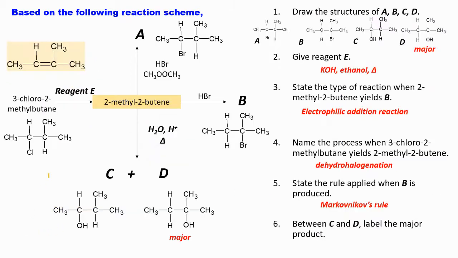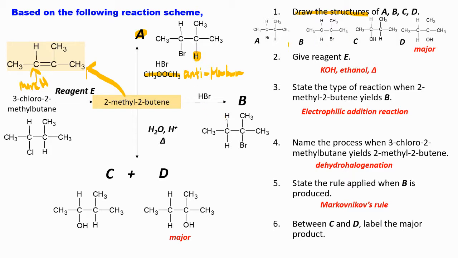Okay, another example. Based on the following reaction scheme, draw the structures of A, B, C and D. We have 2-methyl-2-butene, so you can draw 2-methyl-2-butene first. Let's look at A. We have hydrogen bromide, but with peroxide. So we know that it's going to be anti-Markovnikov. We know that this carbon has more hydrogen. If anti-Markovnikov, it means hydrogen goes to the other side.